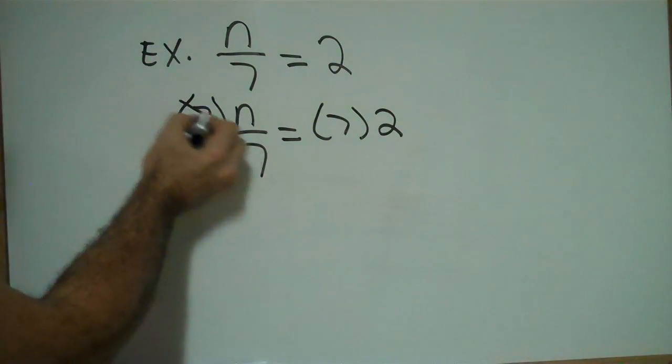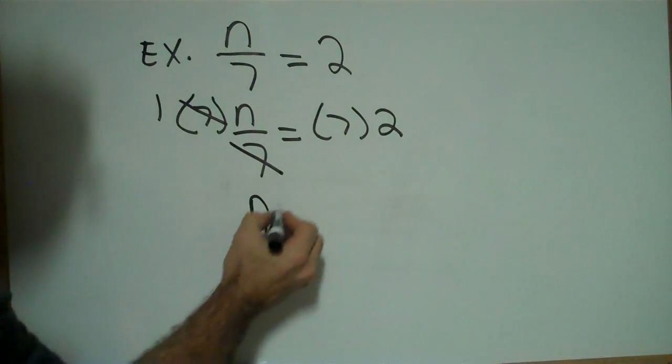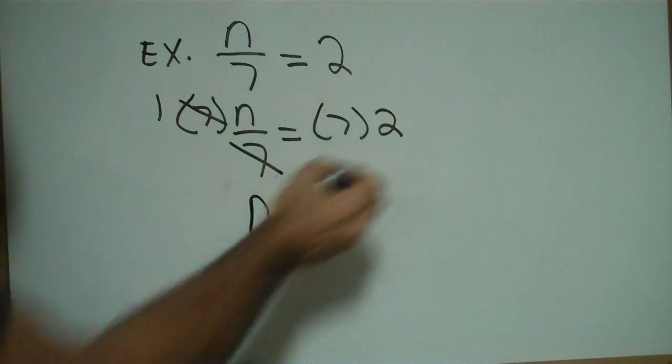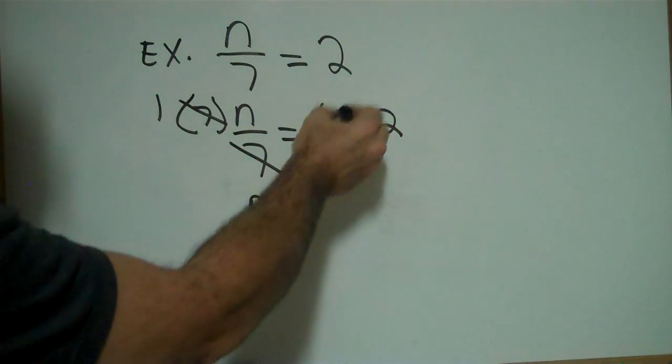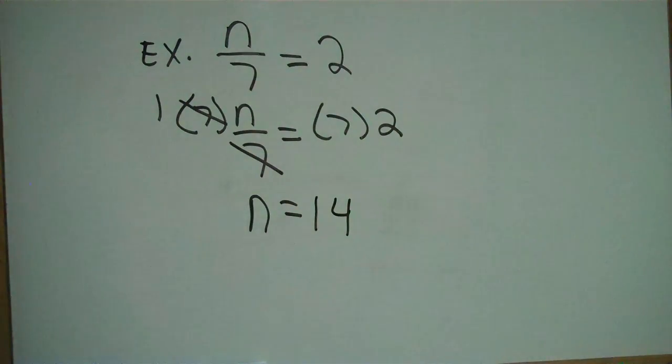Because guess what? 7 divided by 7 is 1. That gives me 1n on the left side. Now, nothing over here will cancel, so all you got is what? 7 times 2, which gives me 14.